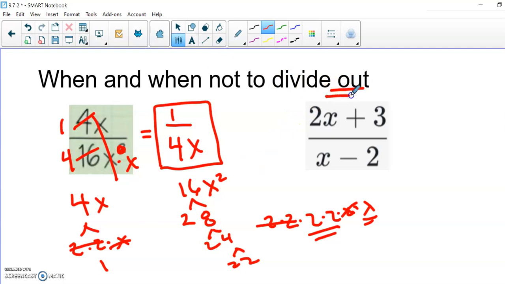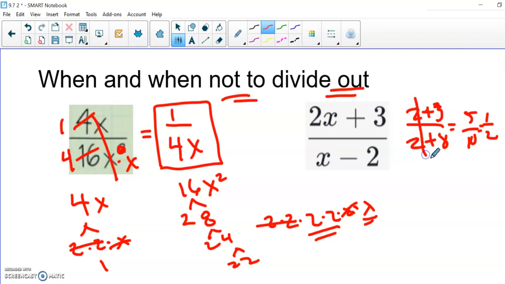What you cannot do is cancel out when it's addition. That doesn't work. It has to be multiplication. If you think of an example, say 2 plus 3 over 2 plus 8. That gives us 5 over 10, which is 1/2. If we would say, hey, let's go ahead and cancel those 2's out, we're left with 3 over 8. 3 over 8 does not equal 1/2. So you're not allowed to simplify when it's addition, okay? It's only multiplication that we're allowed to simplify.